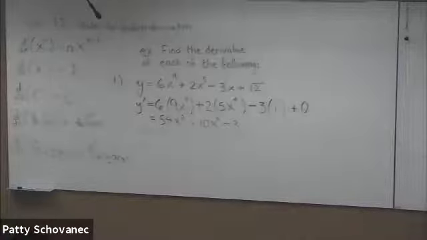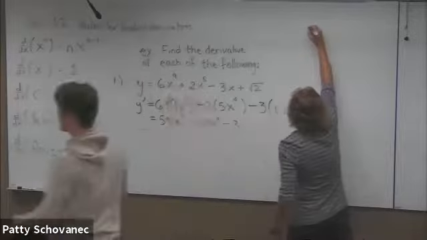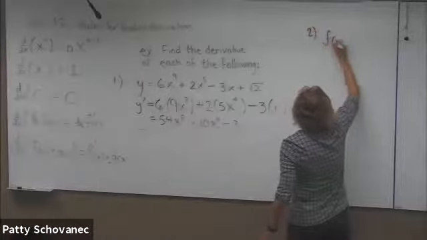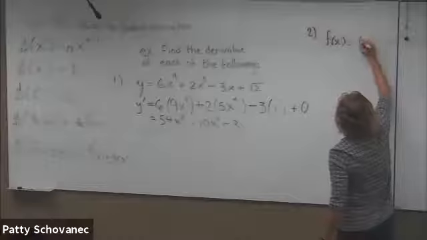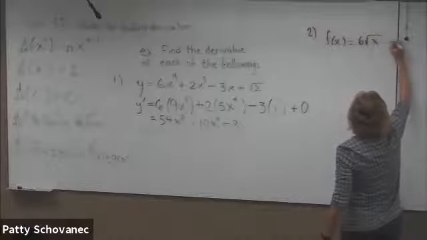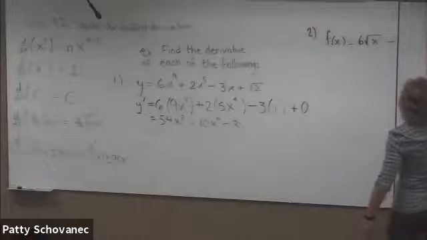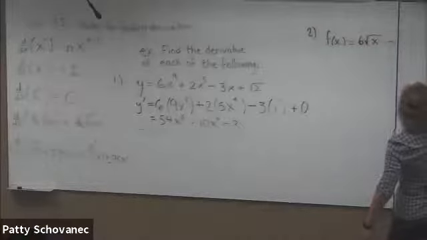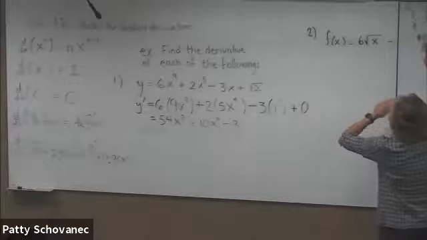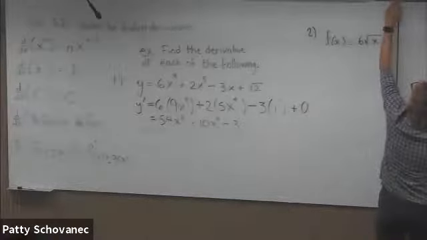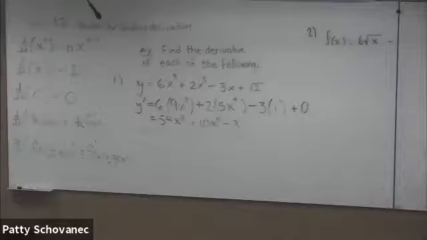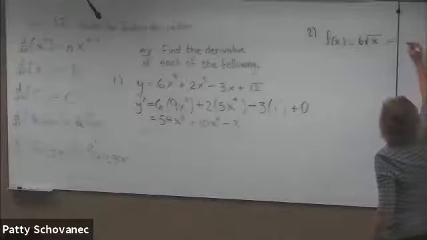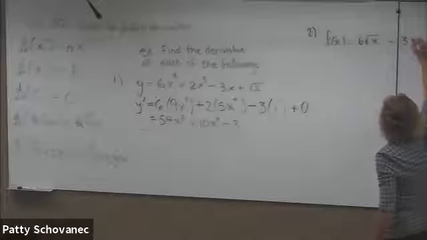All right, so now let's put some radical signs on these guys. Call this one f. And let's put 6 times the square root of x minus, what's it going to say? Yeah. That's engineering at its finest. How about 3 times the cube root of x? How about that?